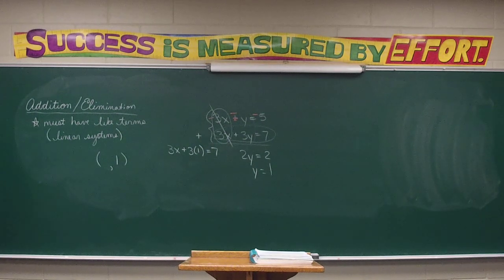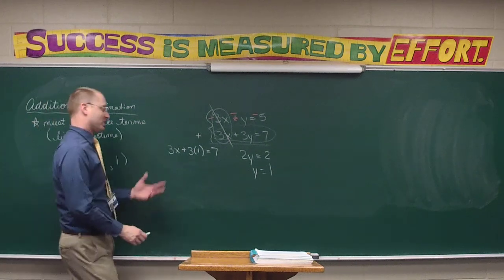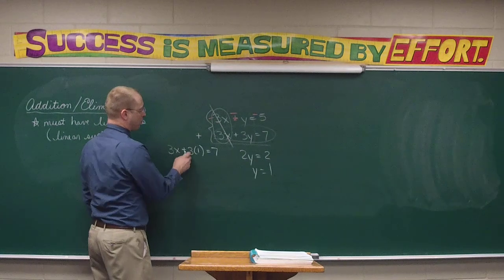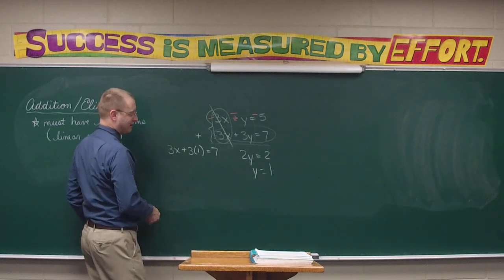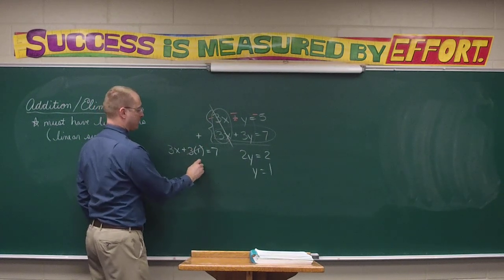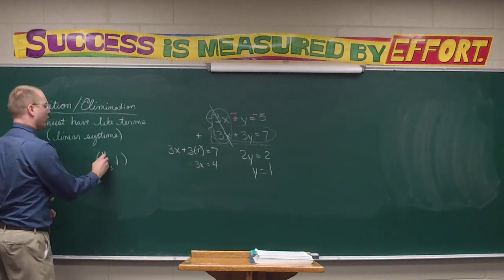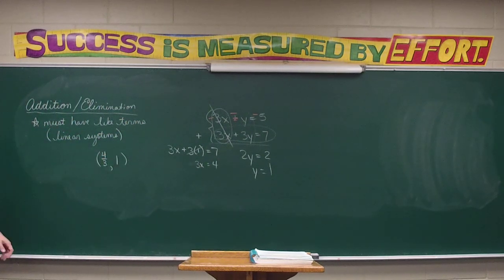And you can probably guess what we're going to do next. Solve for x. Yeah, solve for the other variable. Solve for the previously eliminated variable. 3 times 1, class. 3. Subtract the 3 from both sides to get 3x equals 4. And when you divide away the 3, we end up getting 4/3, or 1 1/3.